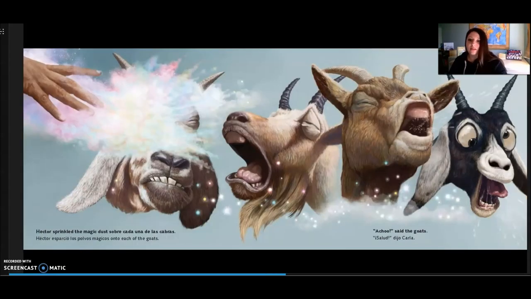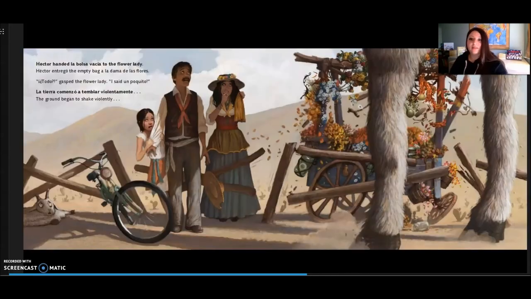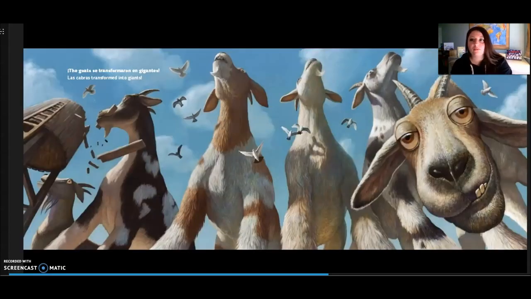Hector sprinkled the magic dust onto each of the goats. "Achoo," said the goats. "Salud." "Bless you," said Carla. Hector handed the empty bag to the flower lady. "All of it?" gasped the flower lady. "I said a little." The ground began to shake violently.